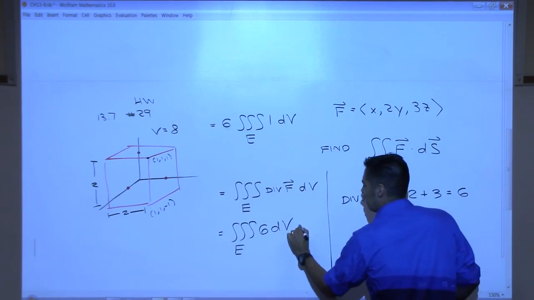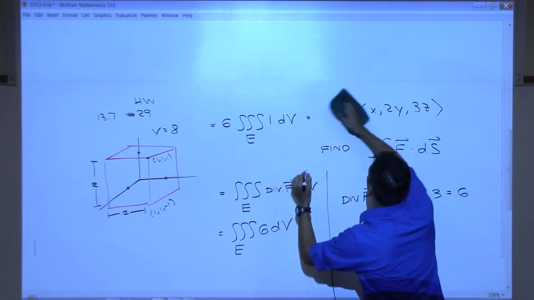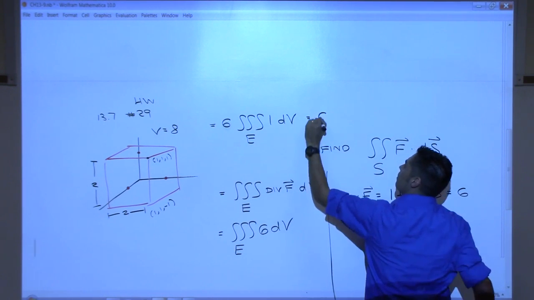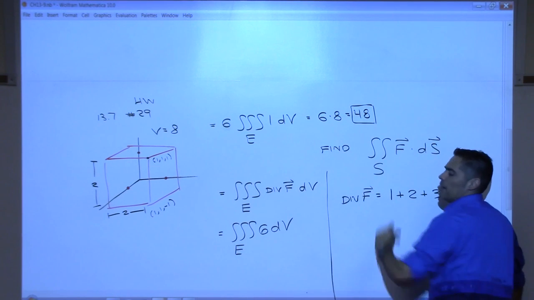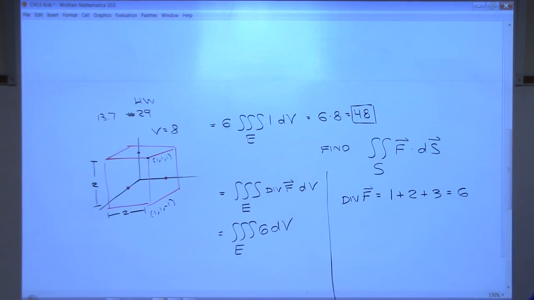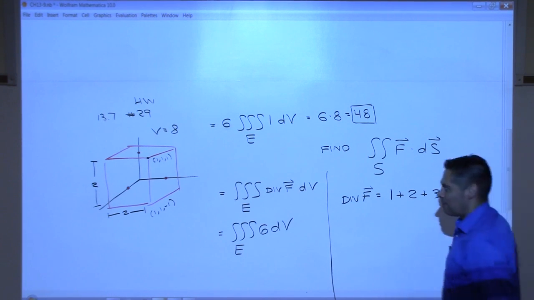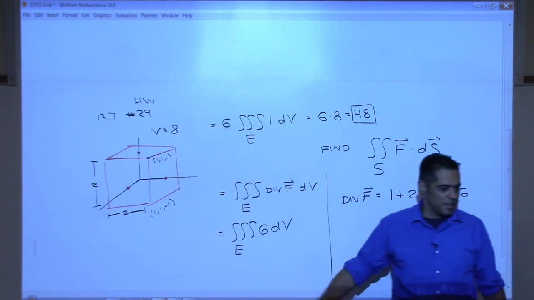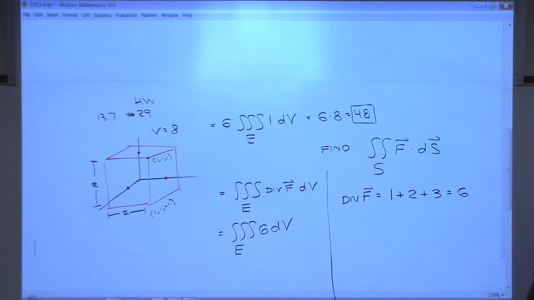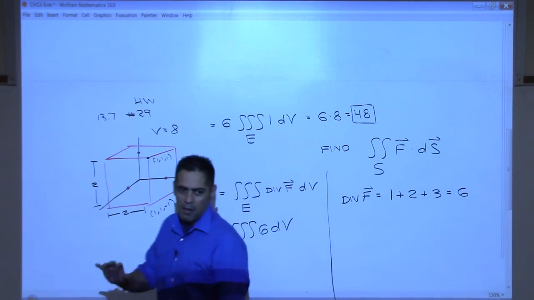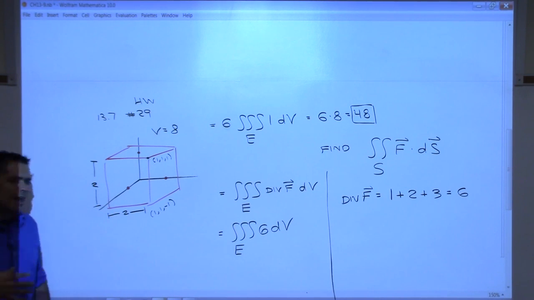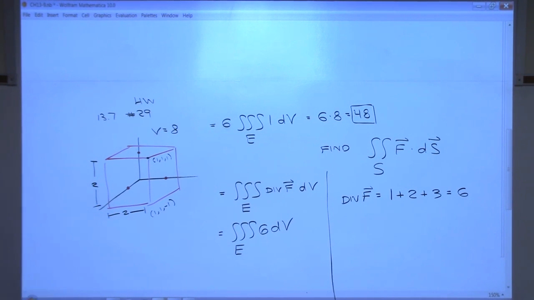So it's just going to be 6 times 8, which is 48. And that's exactly what I got on my video. Isn't that better than breaking it into 6 surfaces? All right, but here's the thing. Divergence theorem is awesome, okay? I'm not going to downplay it. It's a great theorem. But you have to have a surface enclosing a solid. If you don't have that, you throw it out.